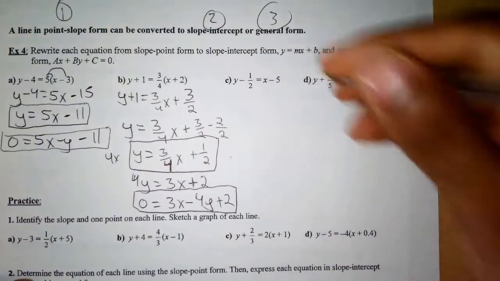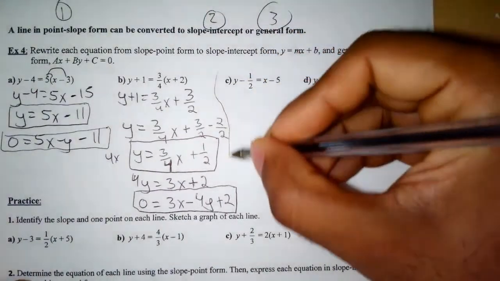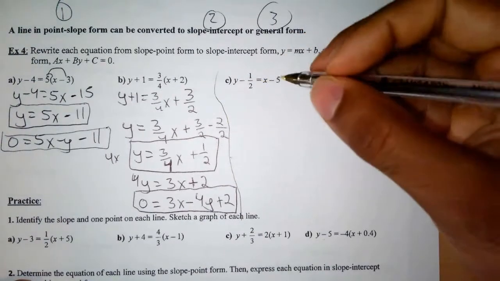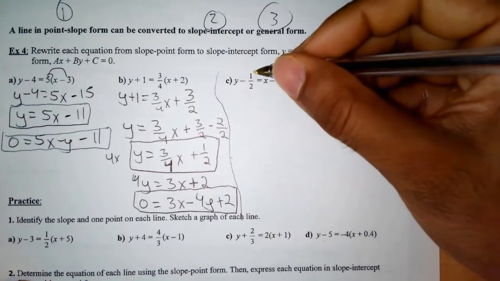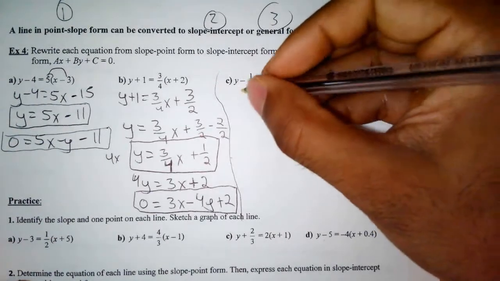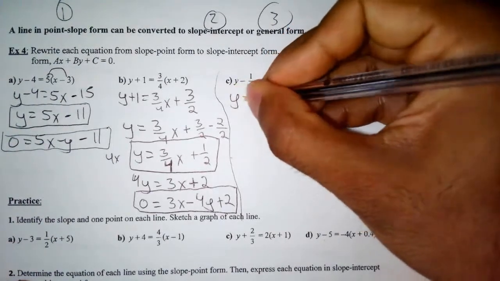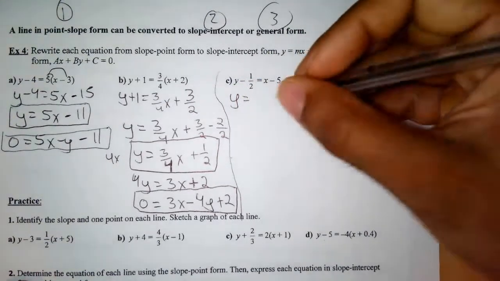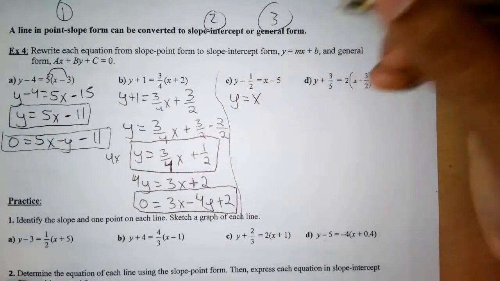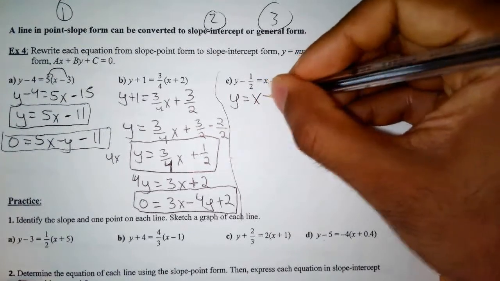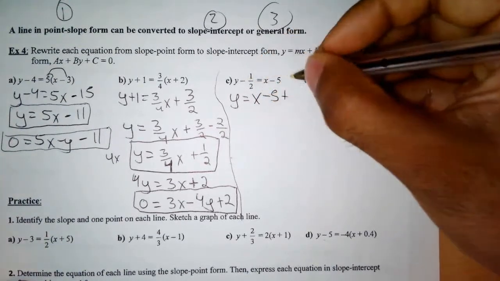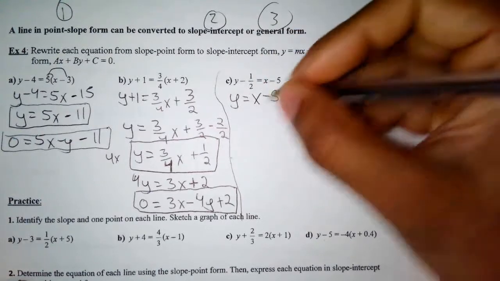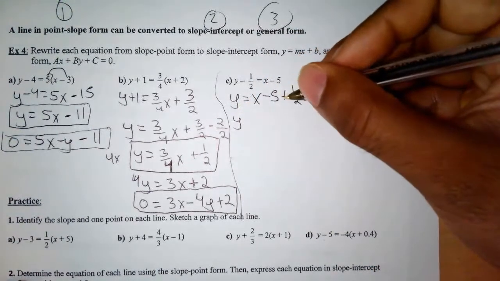Let's go again. So here, let's make a line here. So let's convert this in slope-intercept form. So you know that everything needs to be on the other side. So this is going to be y equals x minus 5 plus half, right? So plus half on this side, plus half on this side.